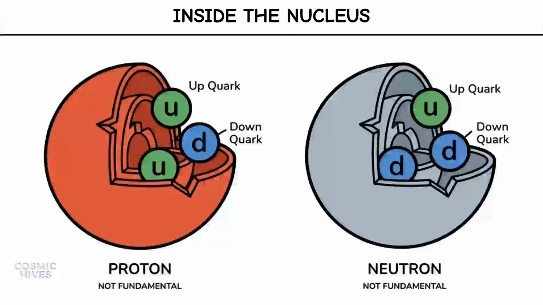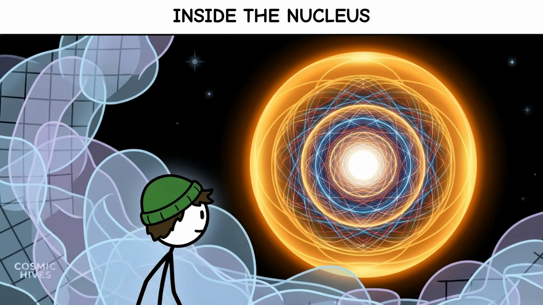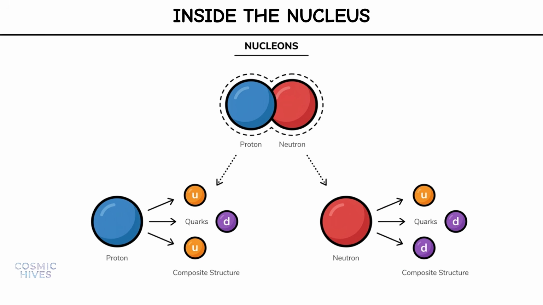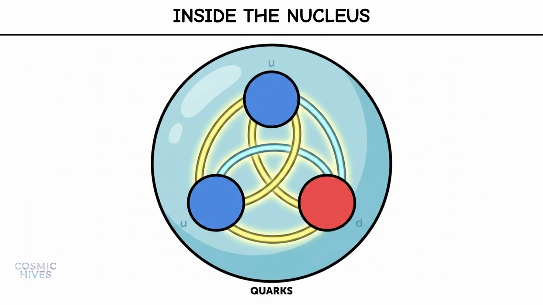Number 5. Inside the nucleus. Protons and neutrons are not simple objects either. Zoom past the electron cloud and into the nucleus itself, and the picture gets stranger, not simpler. Protons and neutrons, collectively called nucleons, are not fundamental particles. Each one is built from 3 smaller particles called quarks, bound together by the strong nuclear force.